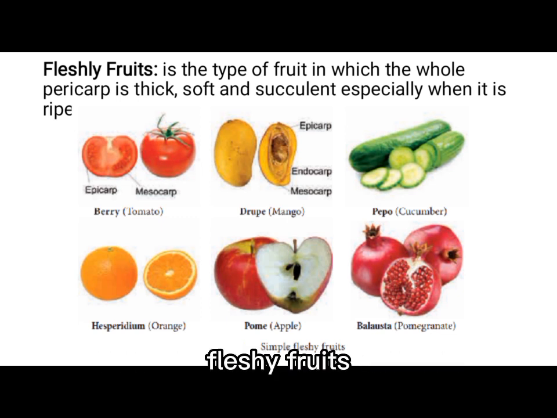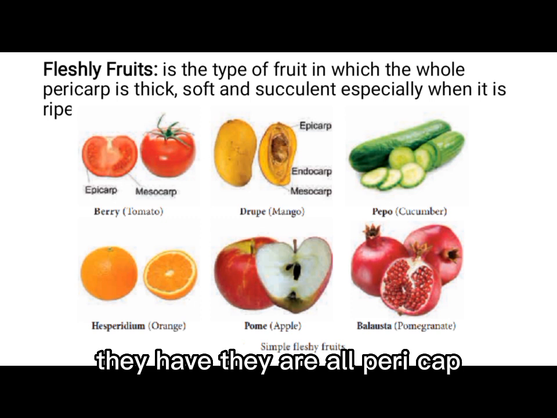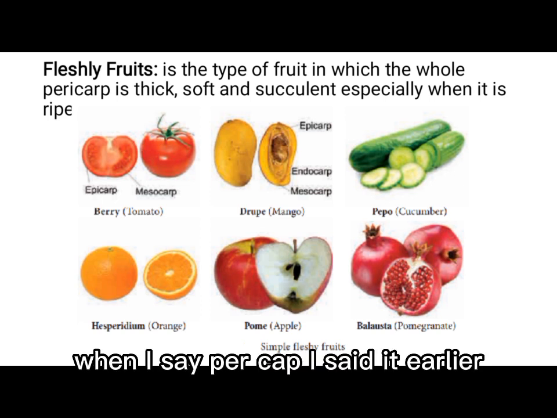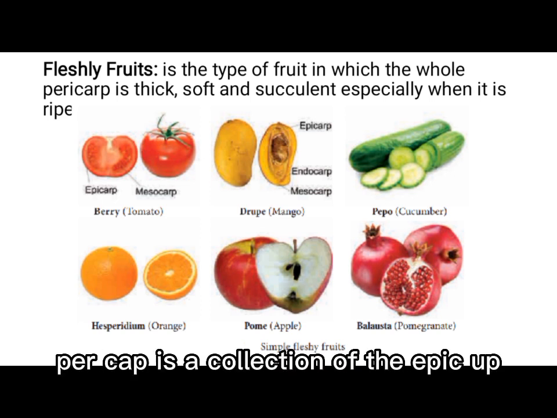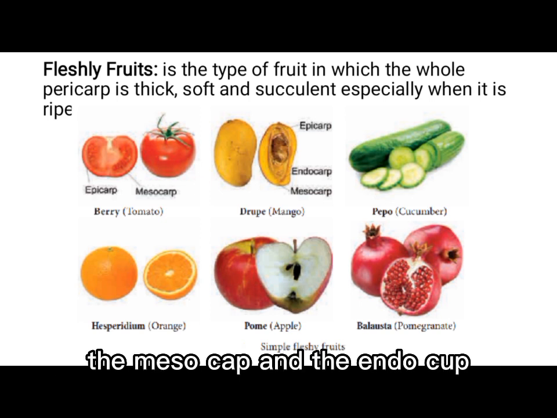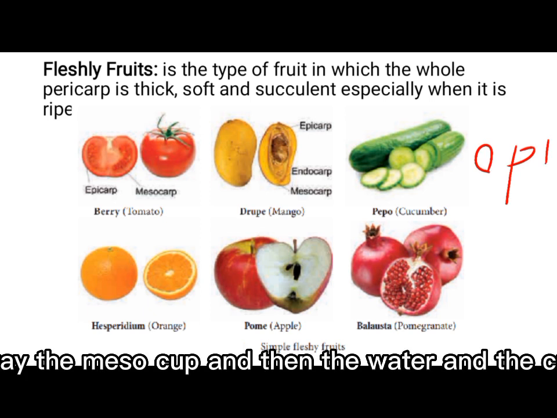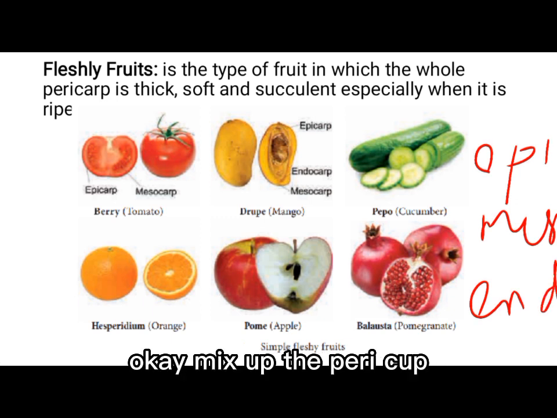When we talk about fleshy fruit, they are a type of fruit that have their whole pericarp thick, soft, and also succulent. When I say pericarp, I said it earlier, the pericarp is a collection of the epicarp, the mesocarp, and the endocarp. The epicarp, the mesocarp, and then the what? Endocarp. Okay, they make up the pericarp.